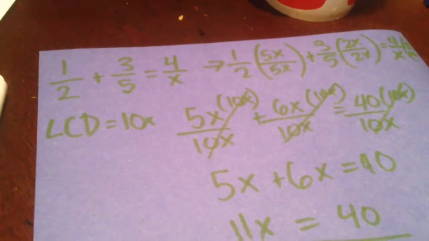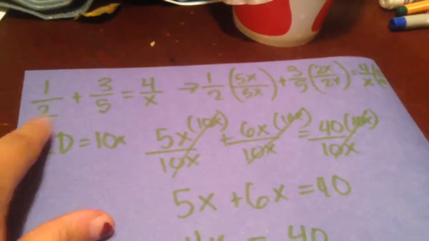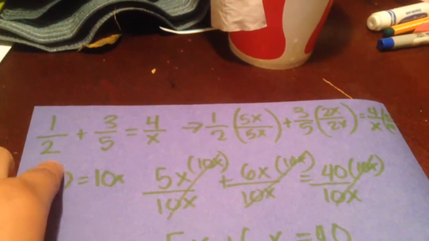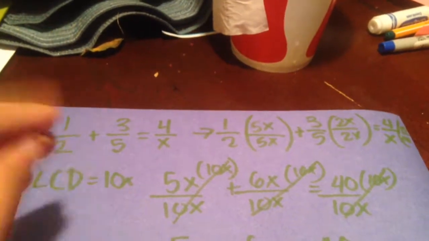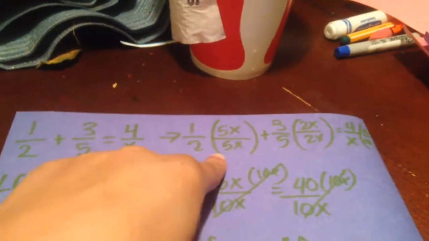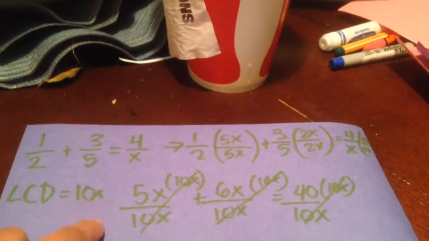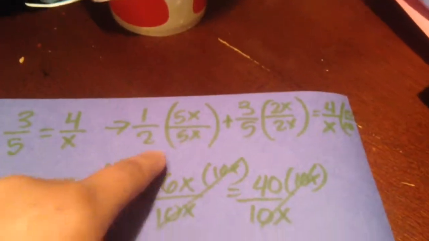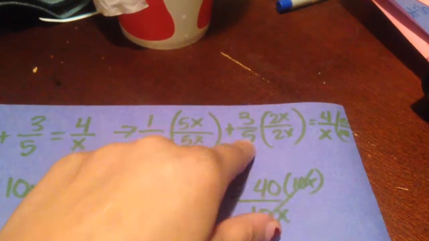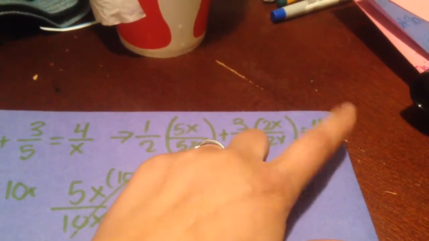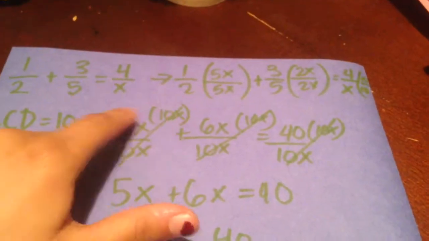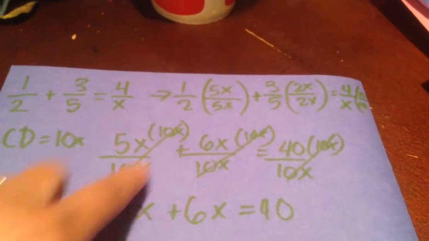Next problem I think worth explaining is this one. So we have 1 over 2 plus 3 over 5 equals 4 over x. We're going to try to get these to be the same number, and 10 is the lowest common denominator. So we multiply this by 5x because we want 10x. Then we do the same thing for here, except we multiply it by 2x because 5 times 2 is 10. And then 4 over x, we do the same thing and multiply this by 10 each. So then we're going to have our 5x over 10x, and we can actually multiply each one of these by 10x to cancel the 10x out.